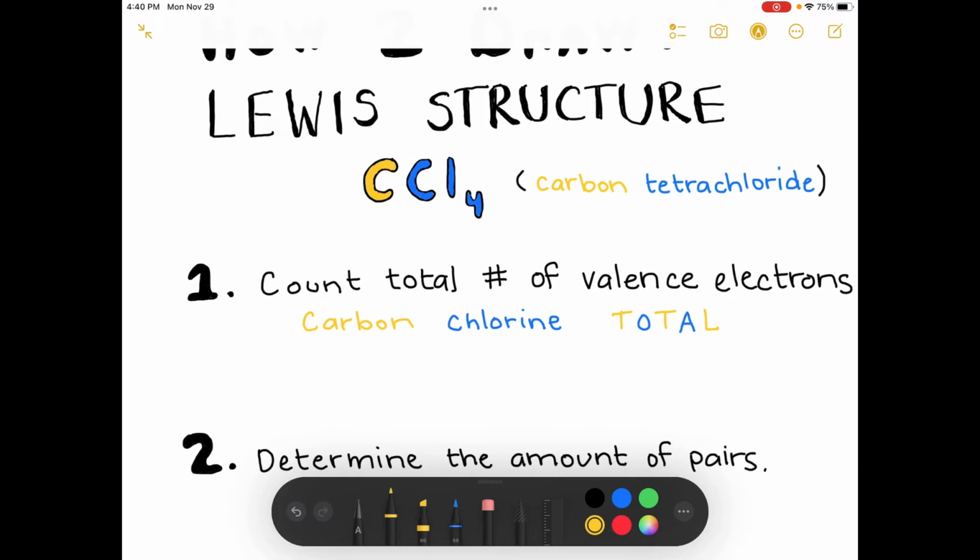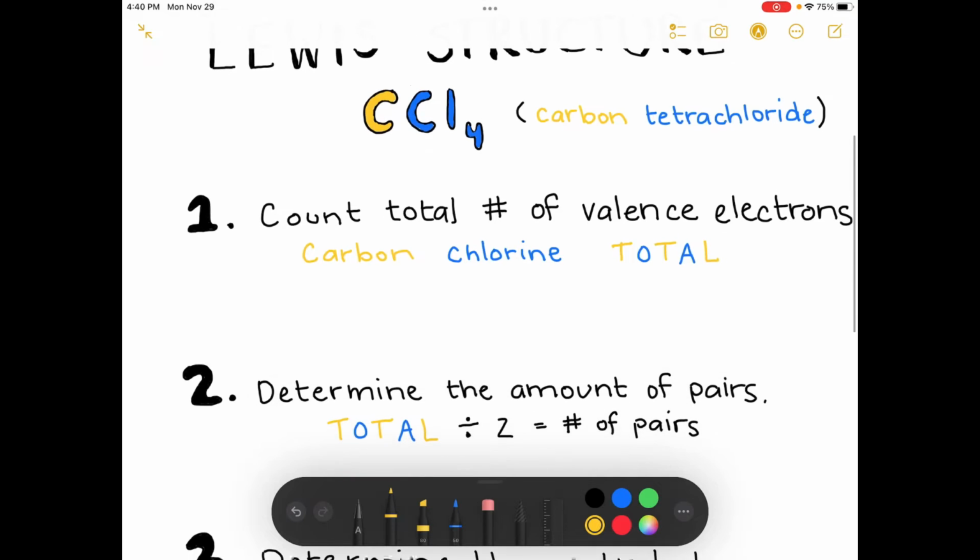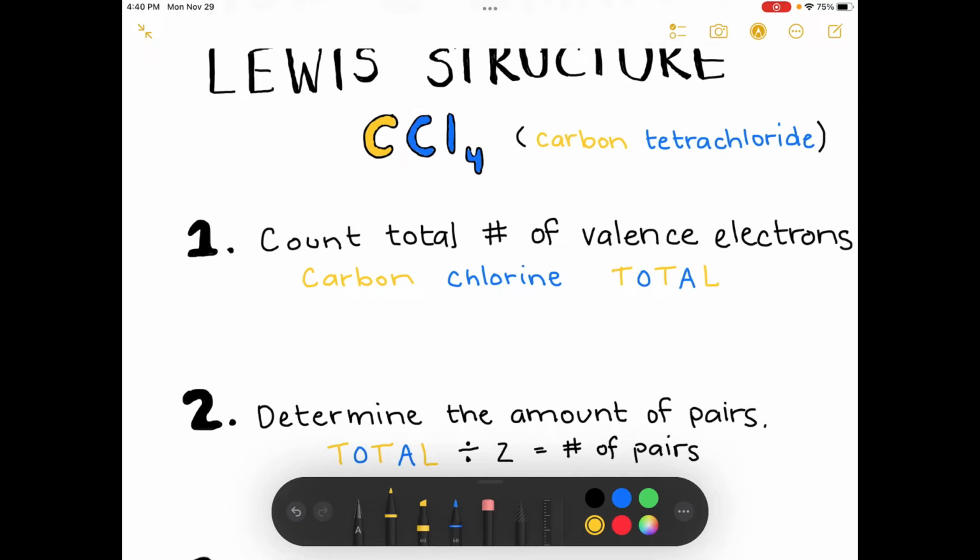First, you want to count the total number of valence electrons in the compound. For carbon, we have only one carbon in the compound, so we'll multiply the number of valence electrons for carbon, which is 4, by 1. The total number of valence electrons for carbon is 4. Now for chlorine, there are 4 atoms, so we'll multiply the number of atoms times the number of valence electrons for chlorine, which is 7, to get a total of 28 valence electrons.